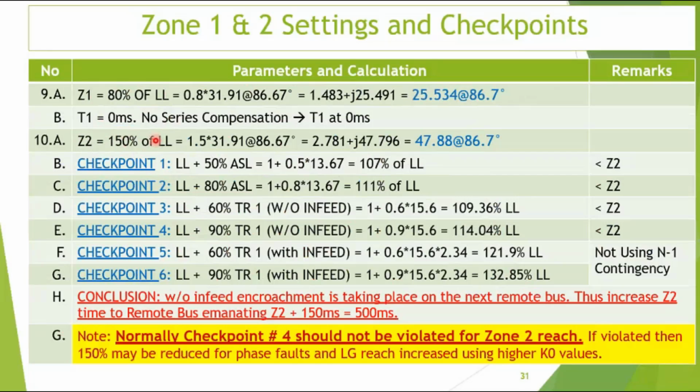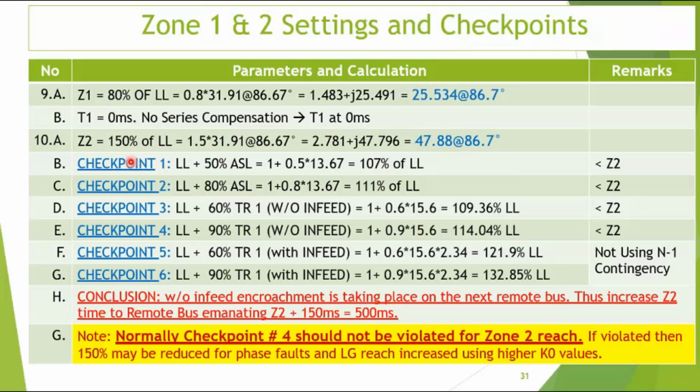Zone 2 is 150% of line length because I have mutual inductance, a long line. There's a mutual inductance in the line. So I need to capture my zone 2 faults for the remote bus fault. I have to increase my zone 2 to 150% if I have to capture that. So I told that zone 2 is responsible for tripping of any fault on the remote bus. Beyond the remote bus, it is not responsible. It might trip, might not trip, but it should not go beyond the checkpoints we will see. So it comes to 47.88 ohms.